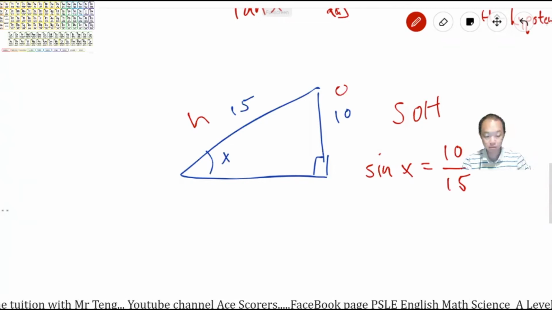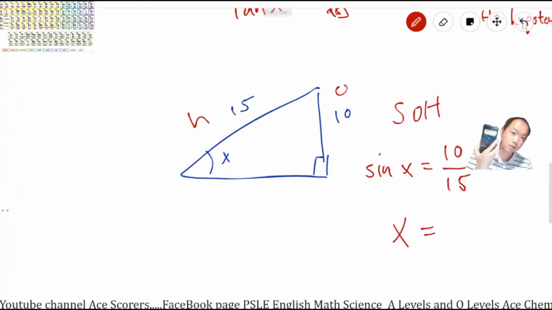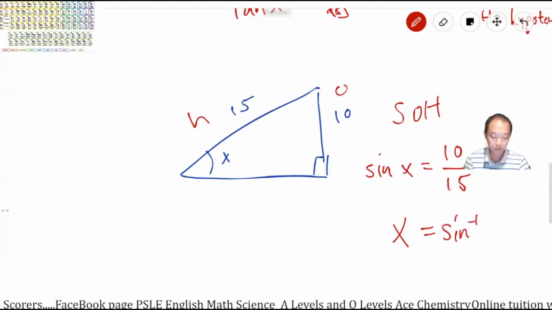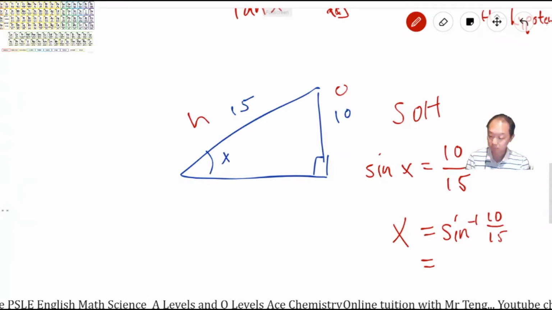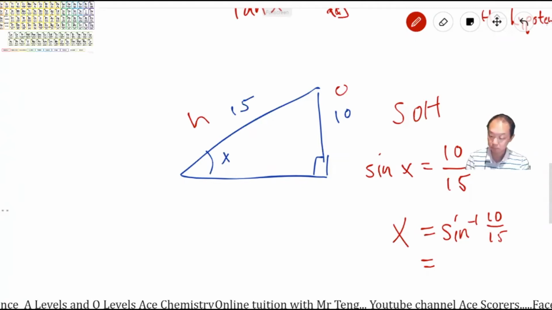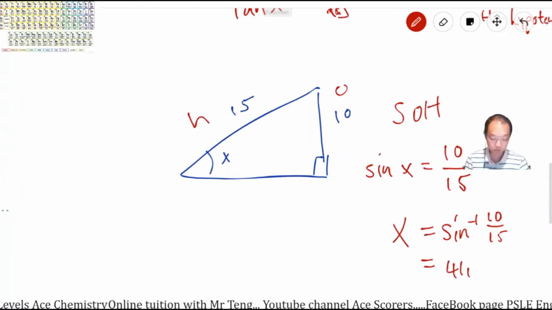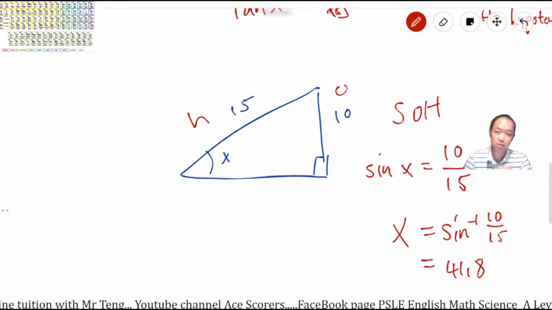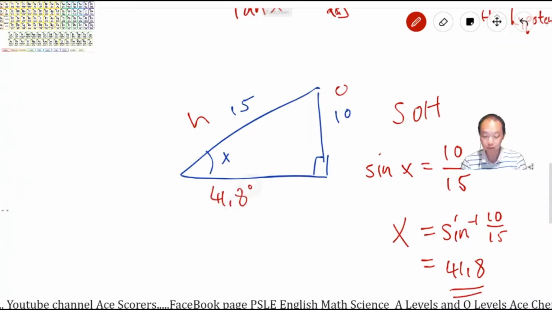So then we refer to the sine book, which of course in this case is our calculator. All right? What do we press? We press sine inverse, 10 over 15, equal to 41.8. Okay, and therefore, based on the sine book, it tells us that x equals 41.8 degrees. That's it.